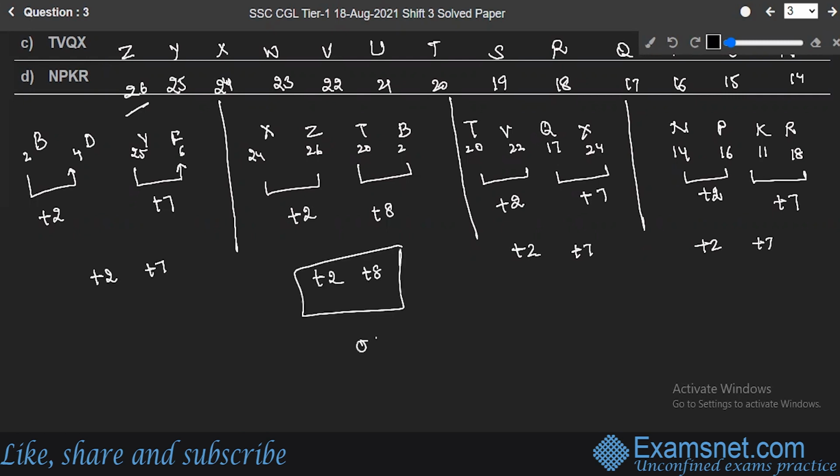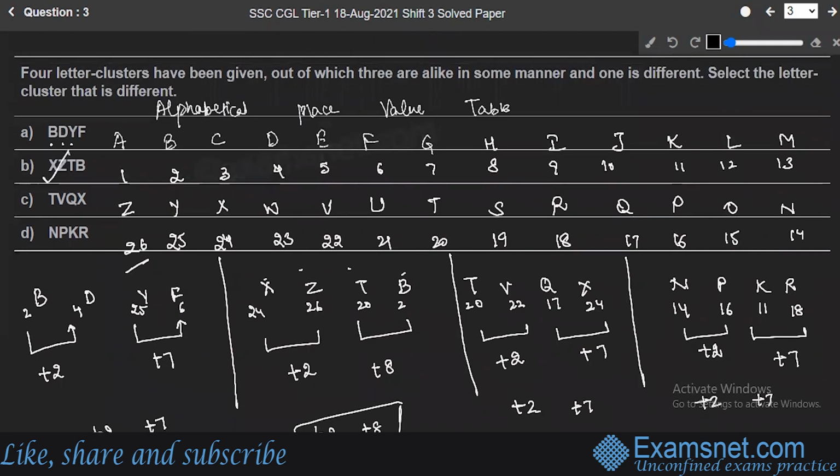So that means this one is odd, right? X, Z, T, B. This is the odd one out. So this is our answer. Option B is the correct answer to our question. Hope you're clear with this. Let's move to the next question, number 4.